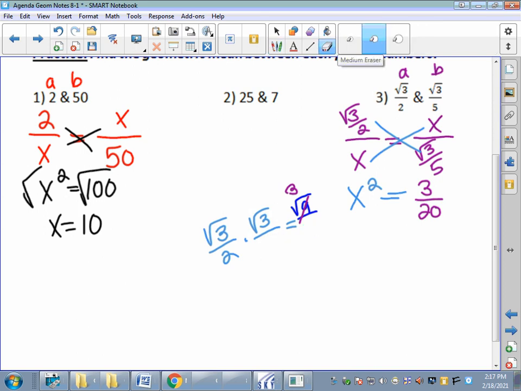Sorry, I was just looking at my misprint there. That's a square root of 3 over 5. So shouldn't that be a square root of 3 over 10? Some of you were wondering what I was talking about and how I was making up numbers. Square root of 3 over 2 times square root of 3 over 5.